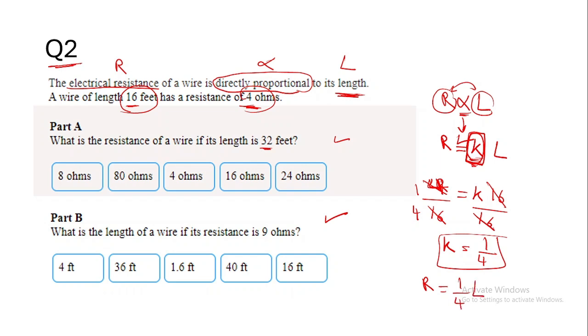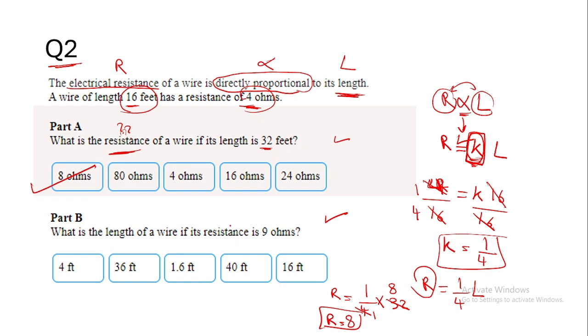Now we will look at part A. Part A is asking, what is the resistance of a wire of length 32 feet? So it will be R equals 1 over 4 multiplied by 32. So 4 divided by 4 is 1, 32 divided by 4 would be 8, so R would be equal to 8. So the answer would be 8 ohm.